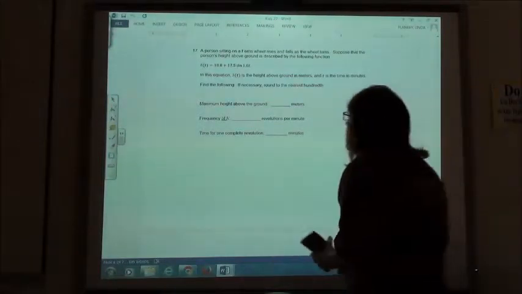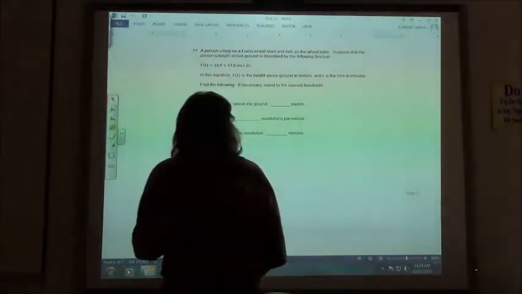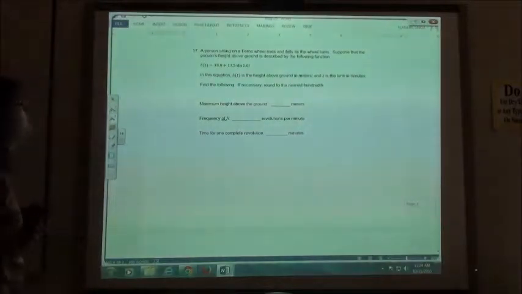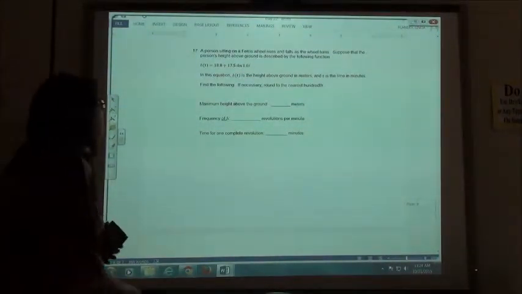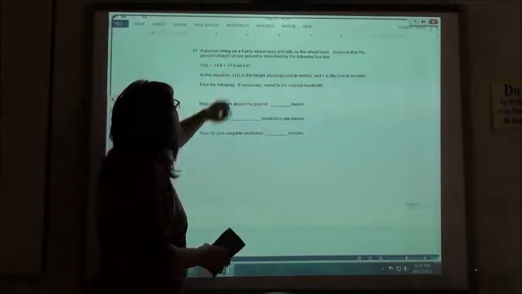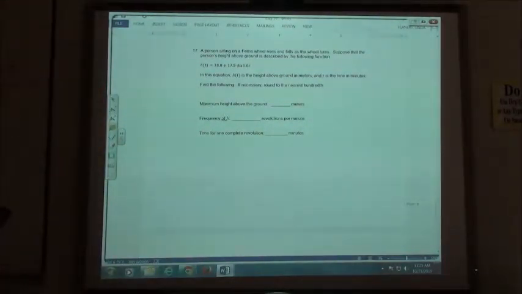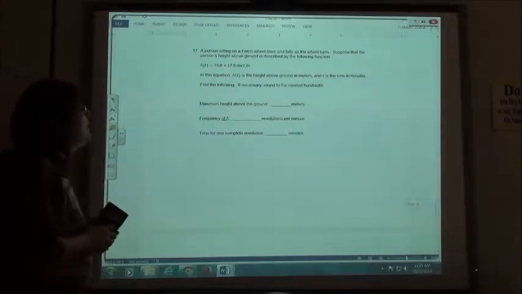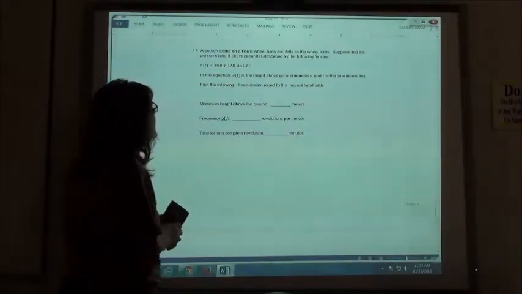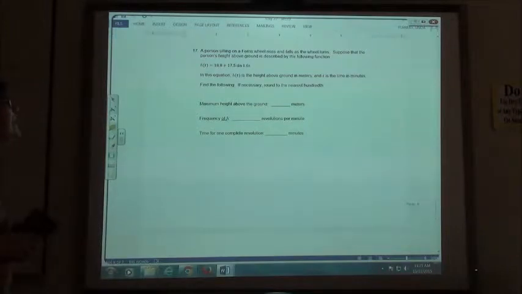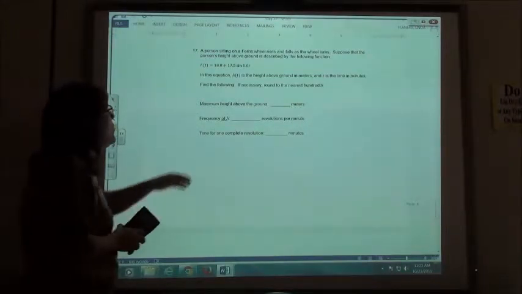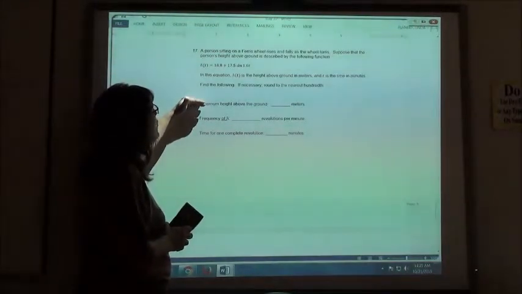17 says, a person sitting on a Ferris wheel rises and falls as the wheel turns. Suppose that a person's height above the ground is described by the following function. So we have 18.8 plus 17.5 sine of 1.6t. In this equation, the height above ground is in meters, and t is the time in minutes. So we want to find the maximum height above the ground.